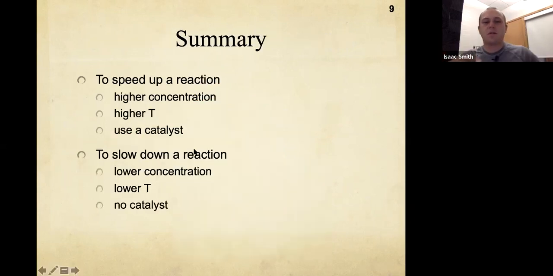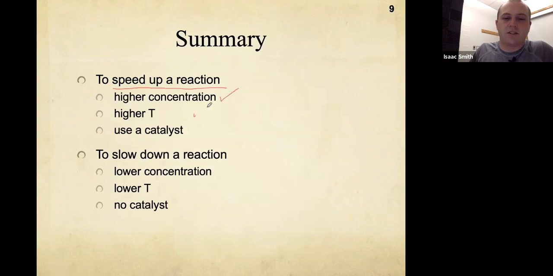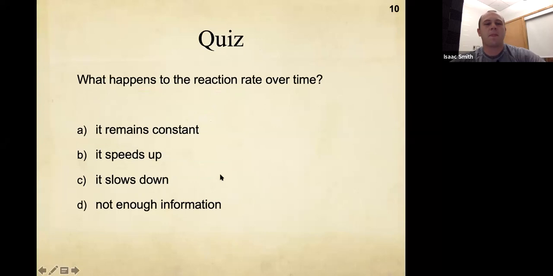But in summary, really what you need to know from all this is to increase the reaction rate, or to speed up a reaction, you can have a higher concentration, a higher temperature, or add a catalyst. And then the opposite is going to be true. Lower concentration, lower temperature, or no catalysts are going to slow down a reaction. So that's really all you need to pull from that first part. And right now we're just getting an introduction into this stuff. So keep it pretty simple for now.